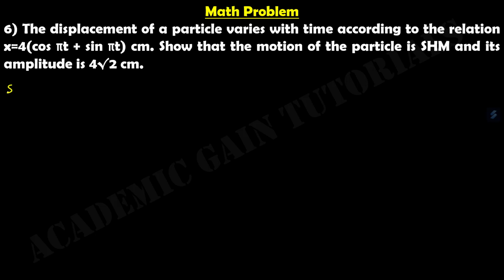The relation is given that x equals 4 cos of pi t plus sine of pi t. This is a displacement equation of a particle that varies with time, and its value is in centimeter. Show that the motion of the particle is simple harmonic motion.